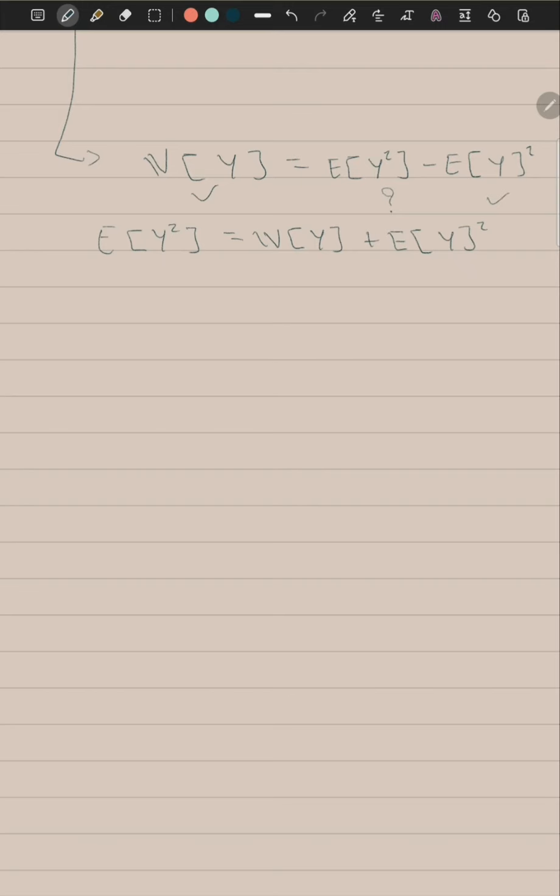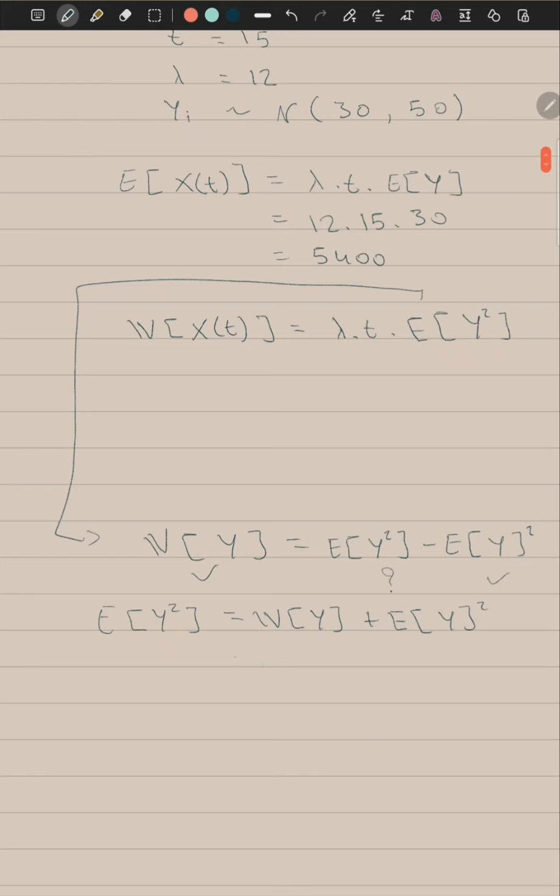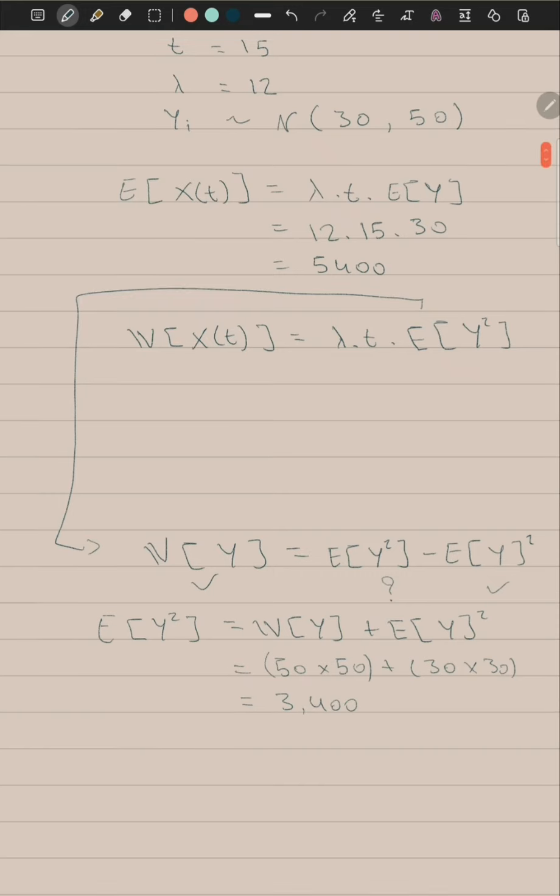So to find this, we can just use the information that we have. We know that the standard deviation was 50, so this is 50 times 50, and the expected value was 30, so we square that, 30 times 30. And how much is that? That's 3,400.